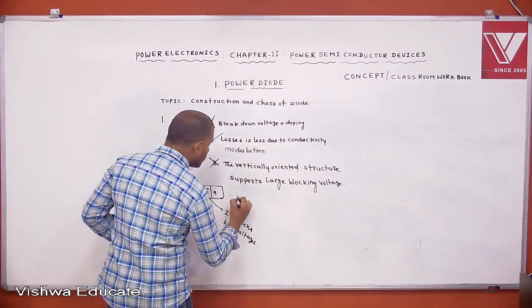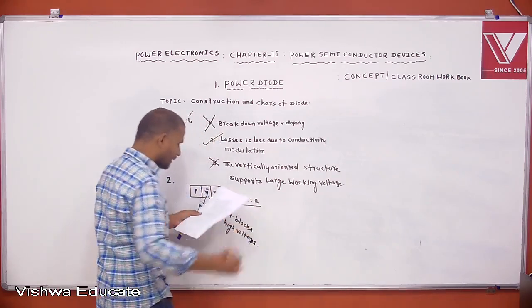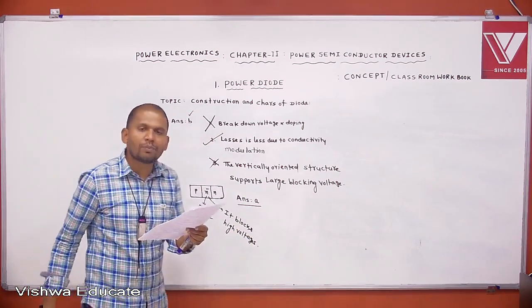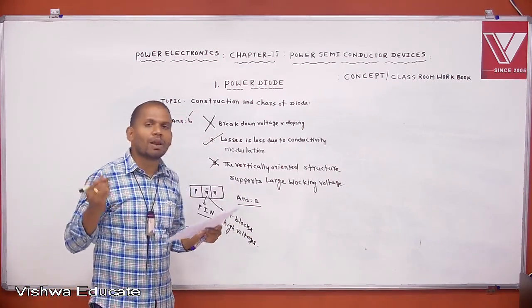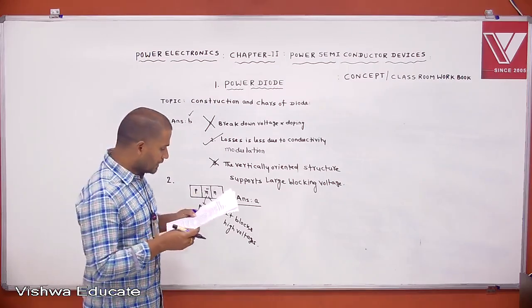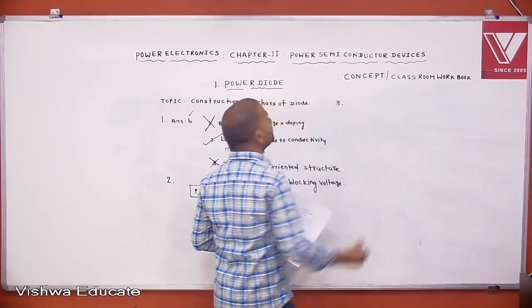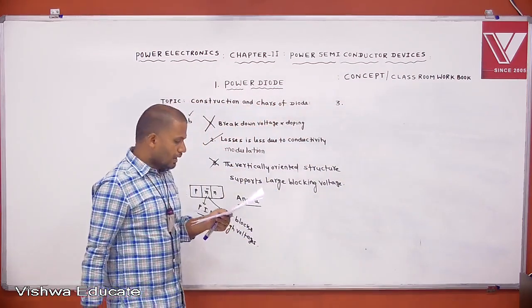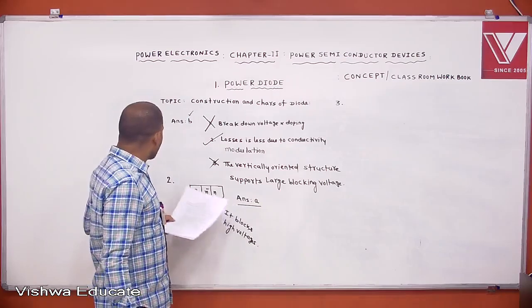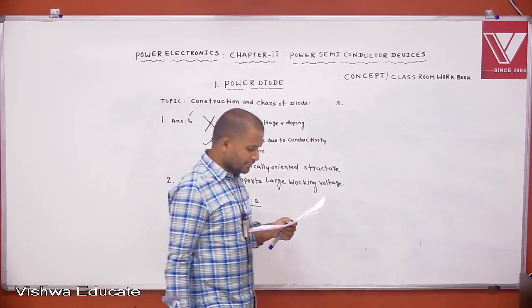Then for the second question, what is the answer? Answer A is correct. Making the diode support large reverse blocking voltages. Okay. Then we'll see the third one. Question number 3. Concentrate on question number 3. For question number 2, answer A is correct.